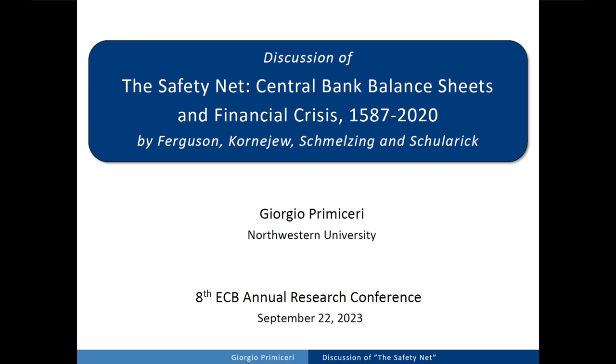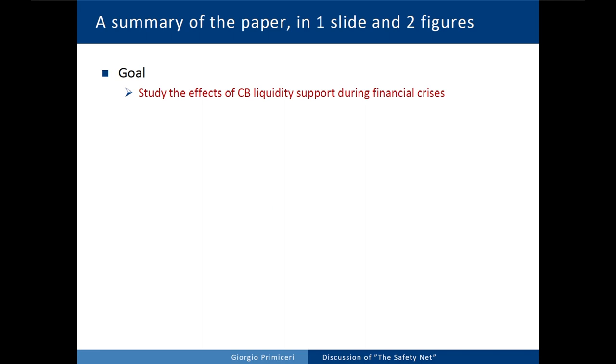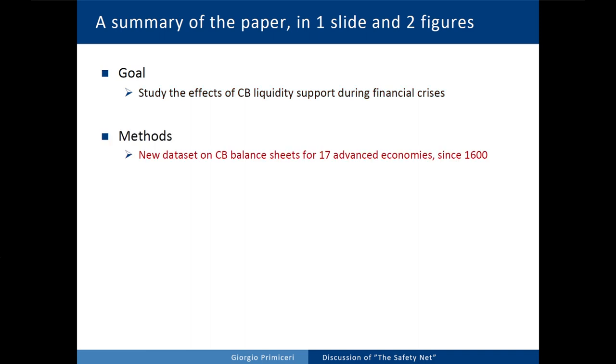And so the first thing that I'm going to do is summarize the paper in a single slide. That's a little bit of a heroic task, or at least it's my reading of the important results in the paper. So the paper has a very well-defined goal, which is to study the effect of central bank liquidity support during financial crises. The question is obviously an old one, but the approach is rather new, because instead of focusing on a single episode, for example the great financial crisis in the US, or on the history of a single country, the paper constructs a novel data set that covers 17 advanced economies since 1580-something, okay? So a very long data set.